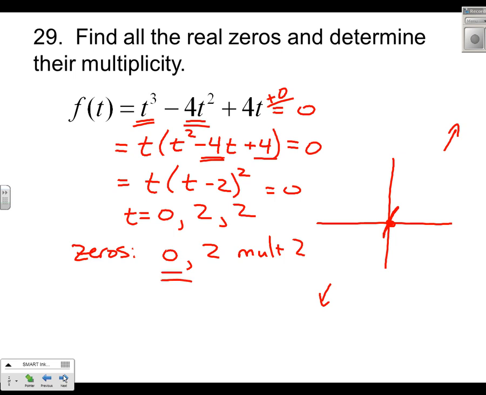What else did we learn? We learned we had a zero at 0, but that just confirms what we already knew. We learned we had a double zero at 2, which makes this a touch point, a double zero. It's going to eventually come down to here and head up. There's our graph. The only question might be, I wonder how high it gets. So we may want to put in 1 for x, but right now all they're really asking for is zeros and multiplicity. I'm kind of leading you to the next step by discussing the graph.